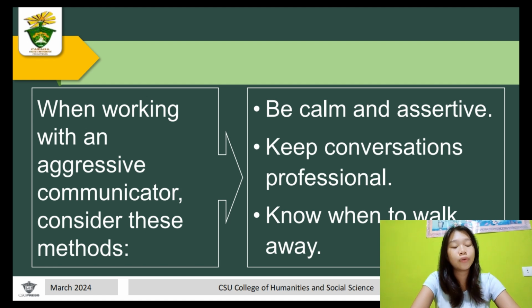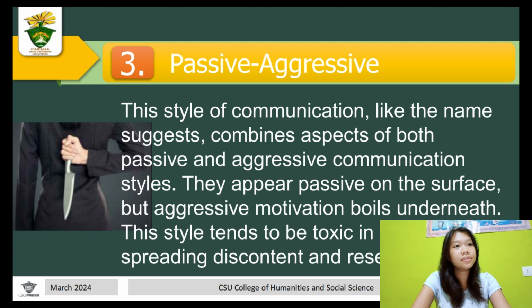Okay, now we're down to the third basic communication style, which is the passive-aggressive. As the name suggests, this communication style combines both aspects of passive and aggressive communication styles. They appear to be passive on the surface, but aggressive motivation boils underneath. This style tends to be toxic in the workplace, spreading discontent and resentment. They have these approaches: muttering, using sarcasm, exhibiting denial, presenting a happy face when they're upset, giving the silent treatment.